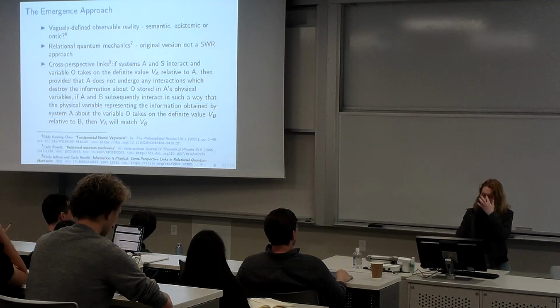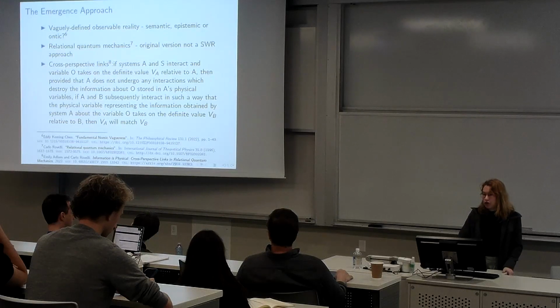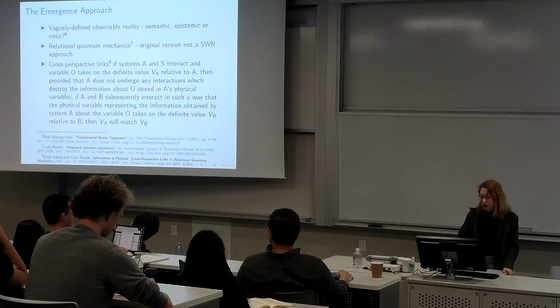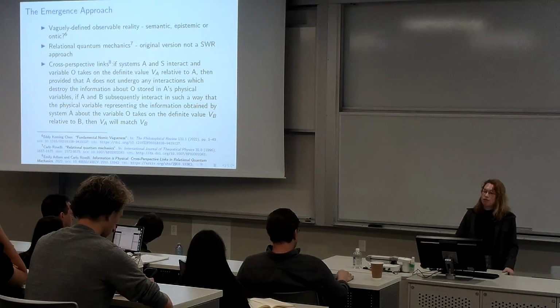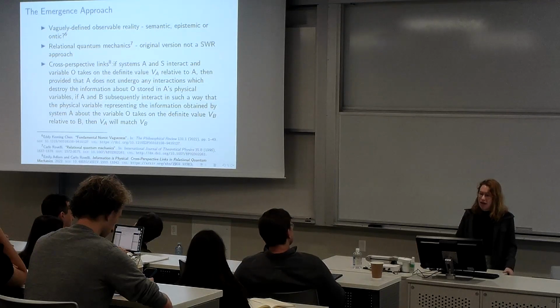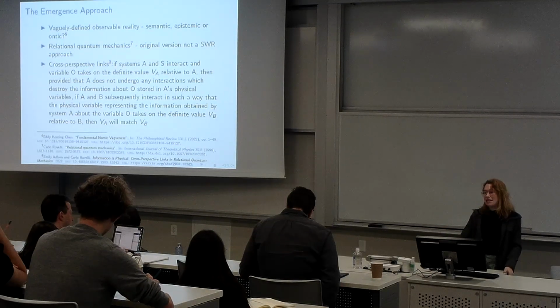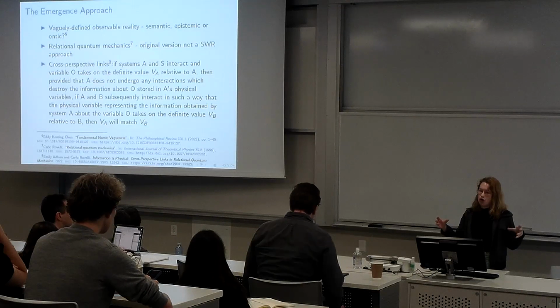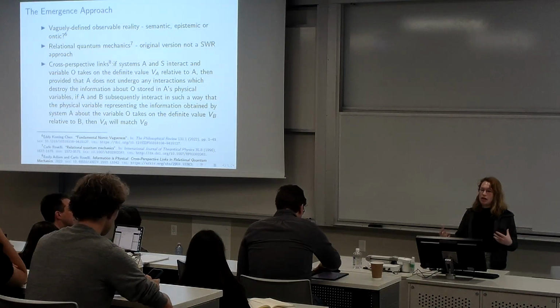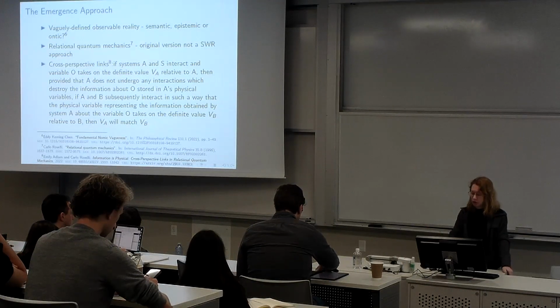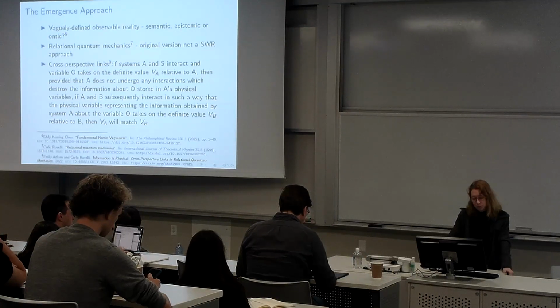So the original version of relational quantum mechanics is a unitary-only interpretation, and therefore, as we might expect, it is not a single-world realist approach. That's because in this picture, each observer has their own set of relative facts, and because unitary quantum mechanics doesn't provide us with any mechanism to connect up the relative facts for different observers, it's necessarily the case that each observer is kind of trapped within their own world of relative facts, unable to learn anything about what's going on in anybody else's set of relative facts.